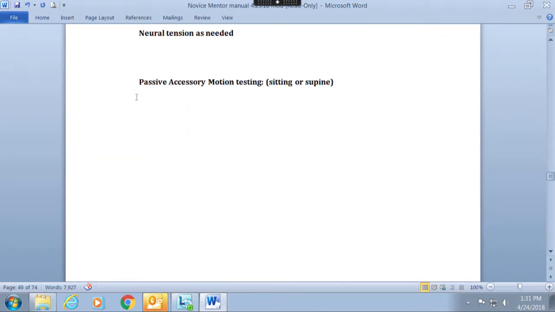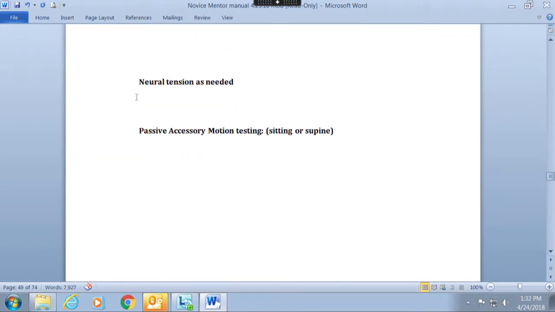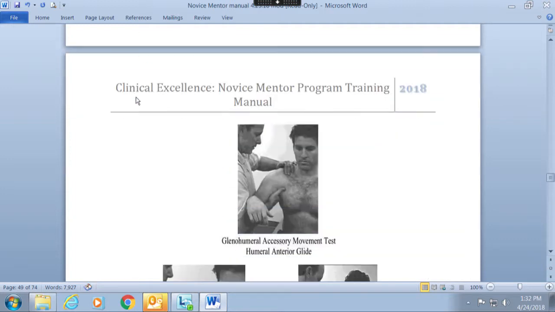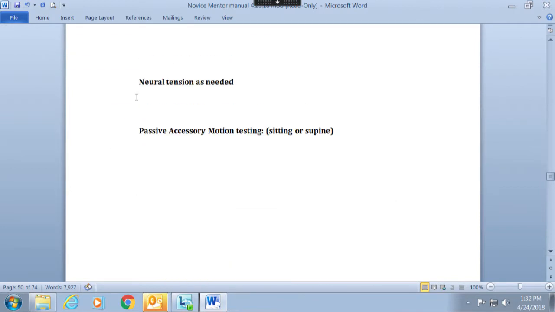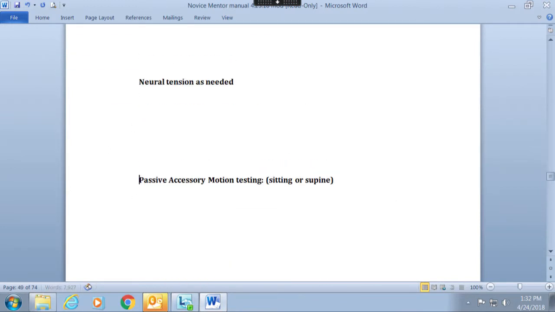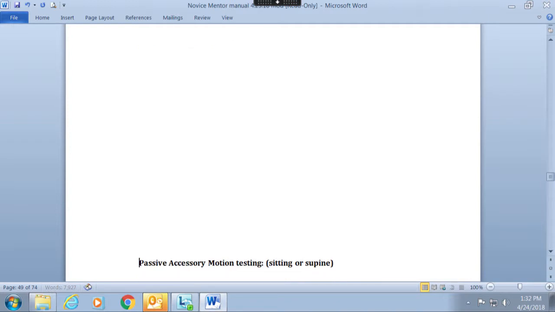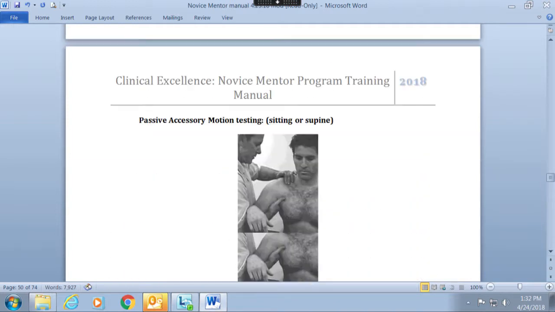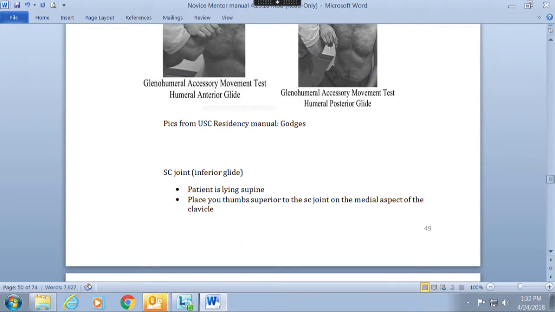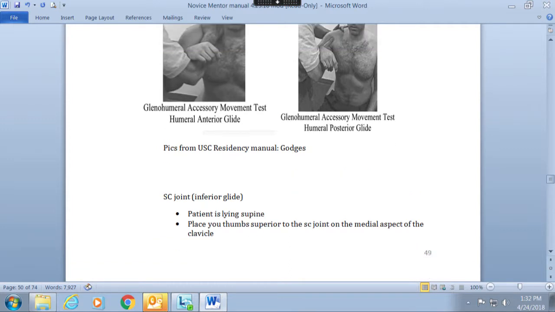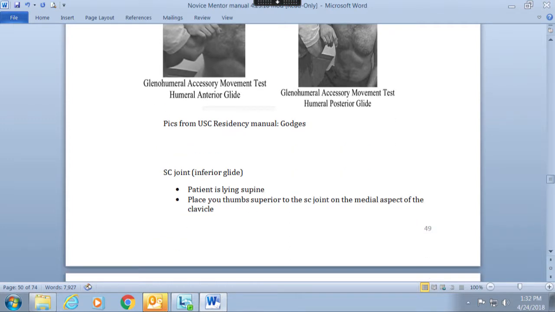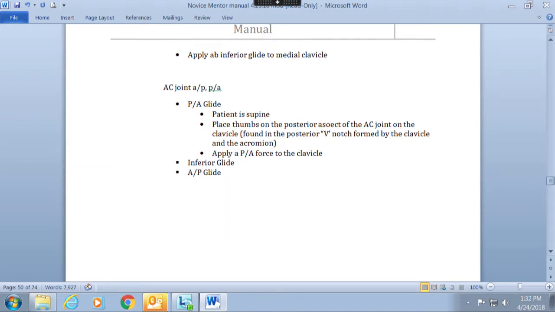You can do neural tension as needed. We kind of went over that in the cervical part. And we can do passive accessory testing. So options for that: you can do it in any position. One of the options is to do it in a seated position. For this position, you can see there's the anterior posterior glide. You can stabilize and move it anterior, stabilize, move it posterior. Again, we can also do this in supine, SC joint, and go over the mobs for each one.